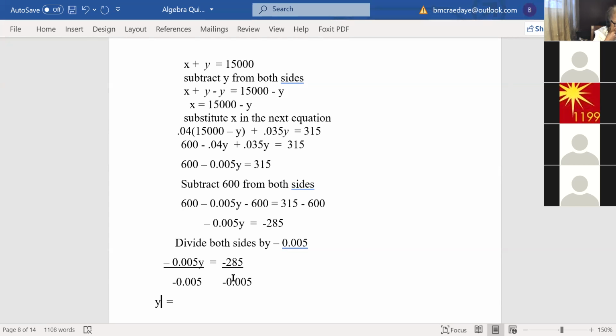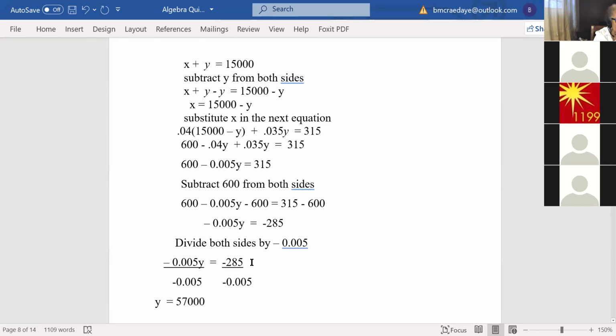285 divided by 0.005 is 57,000, which is not right. The answer is given. Should that be negative? Okay, wait, let me go back again. Okay, negative 285 divided by 0.005. Negative 57,000? Now we get.